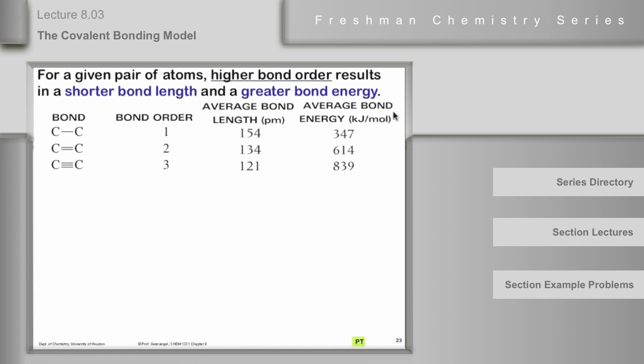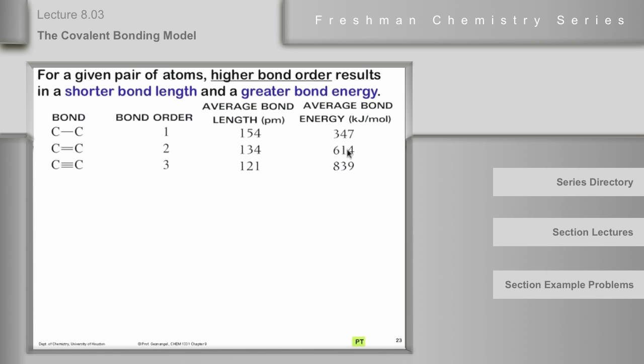So let's look at the bond energies. Don't let your eyes glaze over. Look at the number. 347 kilojoules per mole for a carbon-carbon single bond. 154 picometers for every one of them. If you go to a carbon-carbon double bond, look, it almost doubled. It didn't quite double.